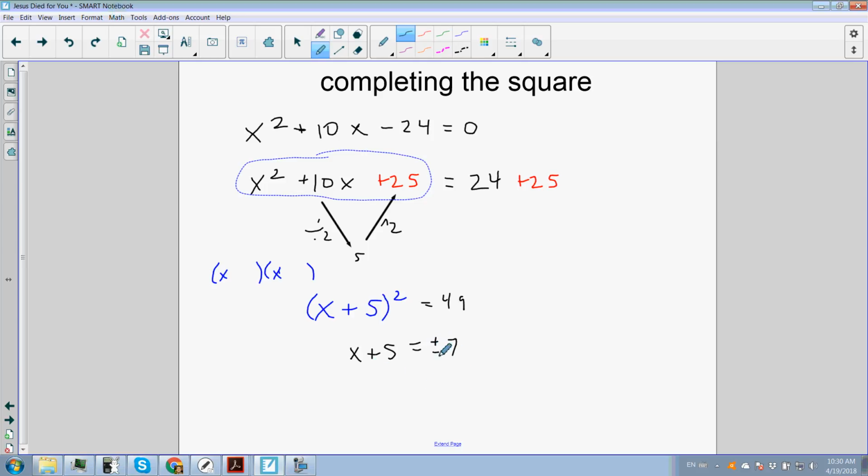So x plus 5 could be positive or negative 7, which means that x could be, we subtract 5 from both sides, and we've got negative 5 plus and minus 7. So we've got negative 5 plus 7, negative 5 minus 7. Negative 5 plus 7 is 2, negative 5 minus 7 is negative 12. So those are our two solutions, 2 and negative 12.